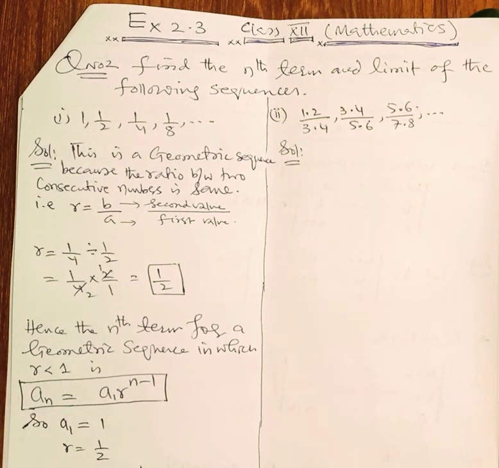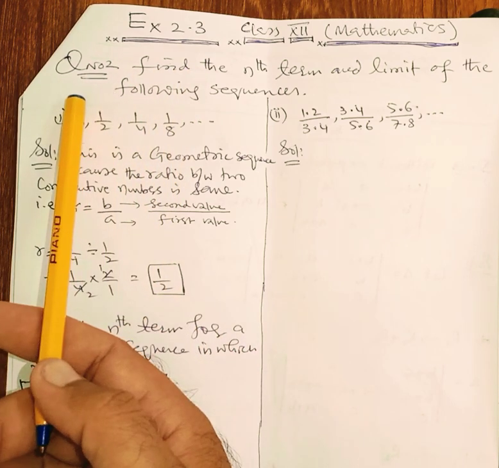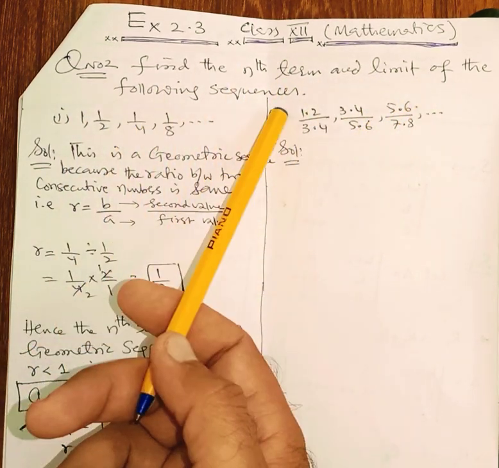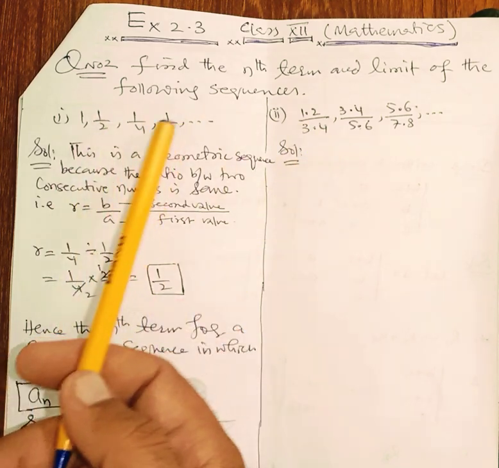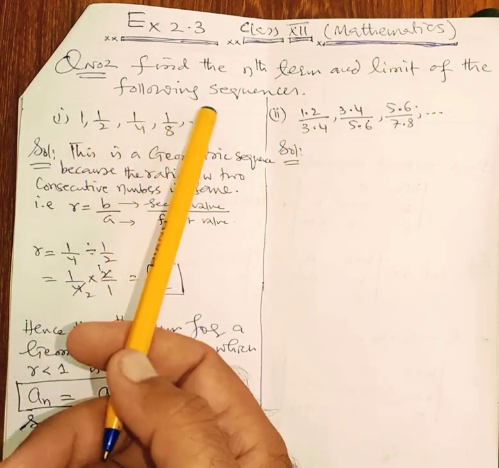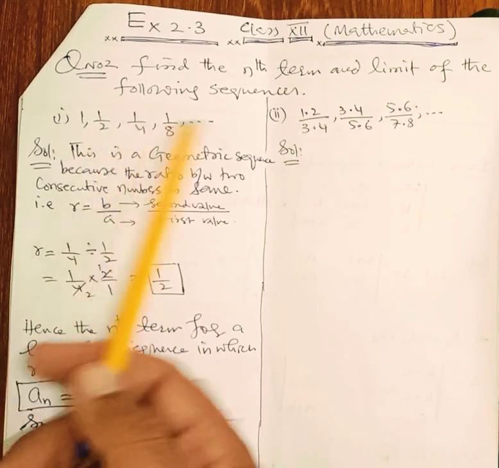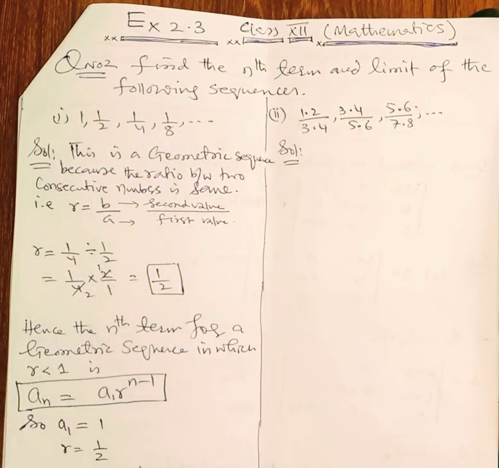I'm here today to solve a question from the Intermediate Mathematics new book, exercise 2.3, class 12. The question is: find the nth term and limit of the following sequences. There are two sequences. We are going to find the limit first of this sequence, and then we will go on to find the limit of the other sequence.